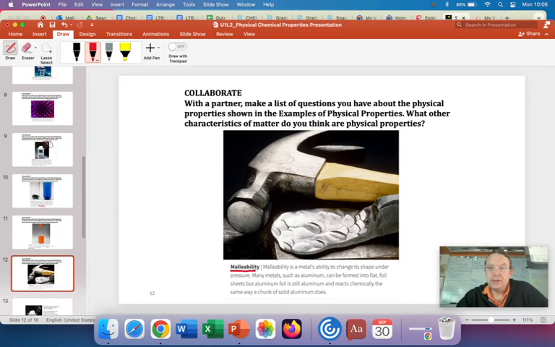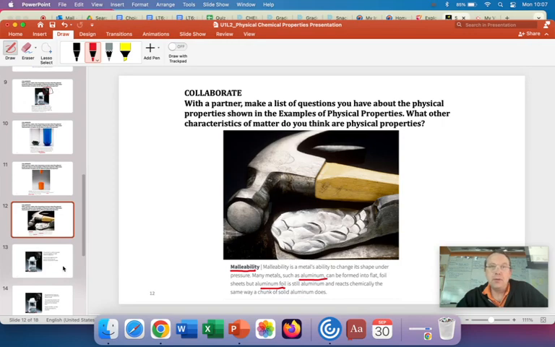Malleability is a metal's ability to change shape under pressure. Aluminum's easily formed into foil. But aluminum foil is still aluminum, and it reacts chemically the same way a big chunk of solid aluminum does. So that's physical. What other characteristics of matter do you think are physical properties? What questions do you have about these examples?